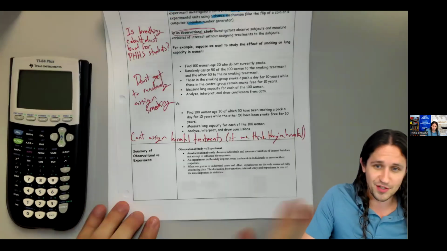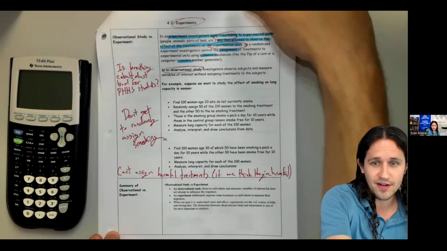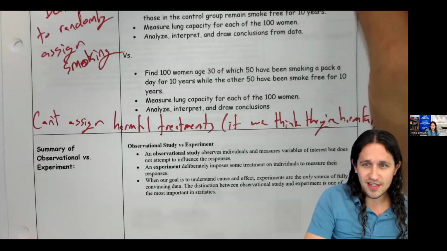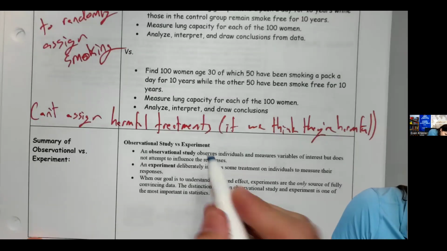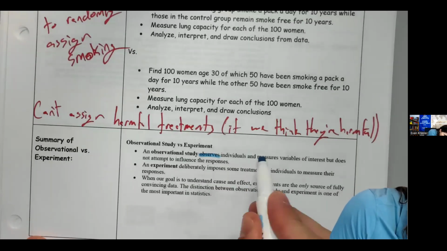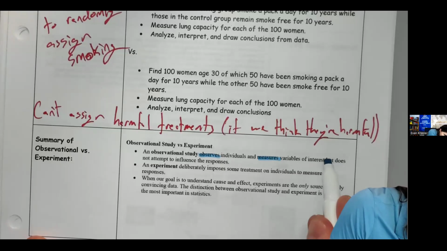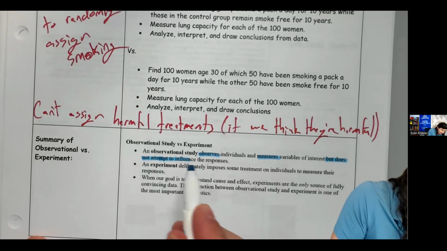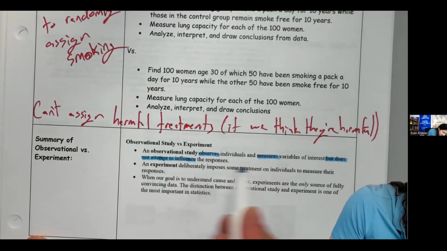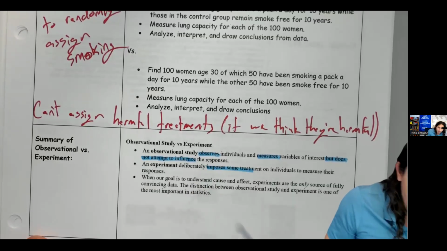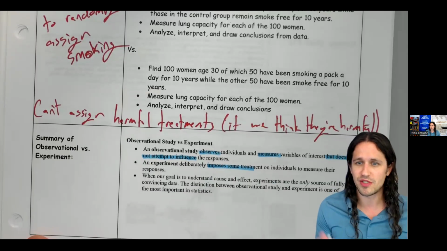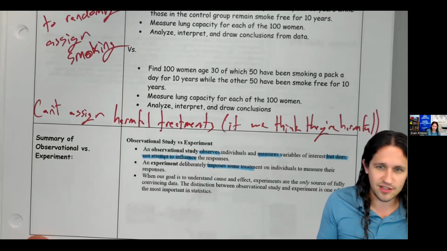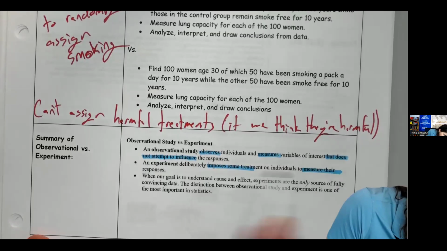So summary of observational versus experiment. What do we got down here? Observational study observes, okay, observes individuals, measures variables, but does not attempt to influence. So no influence. An experiment imposes some treatment. That's a good word there, imposes, puts it on them to measure their responses.